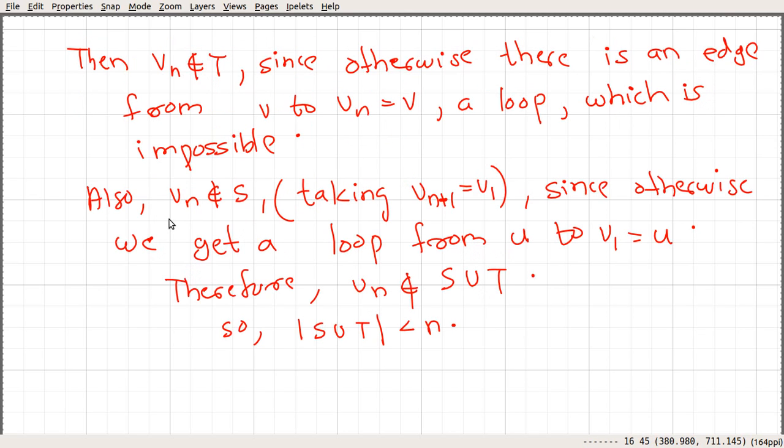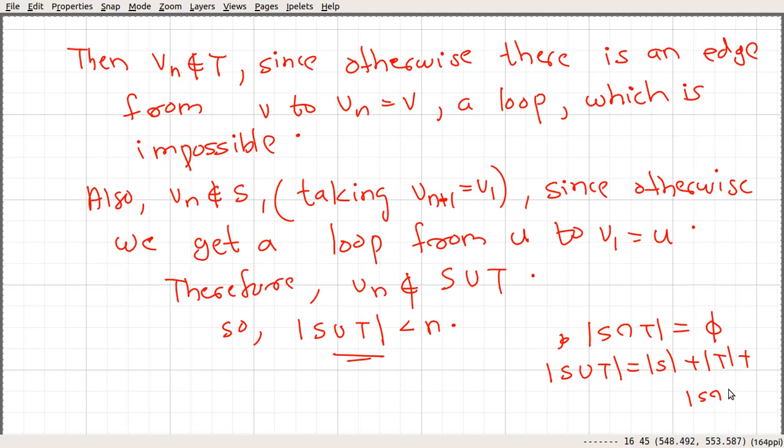So here we have this condition, cardinality of S union T is less than n. And next what we are going to do is prove that the cardinality of S intersect T is equal to empty. If we are able to prove something like this, then we know this thing, right. Cardinality of S union T is equal to cardinality of S plus cardinality of T plus cardinality of S intersect T. If this is true, then we need to prove that here.